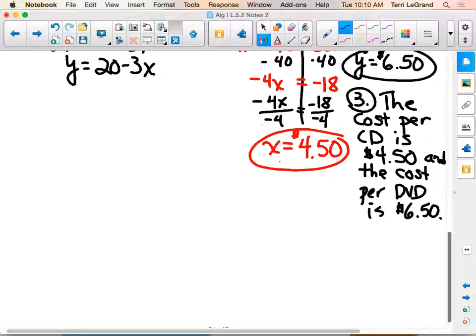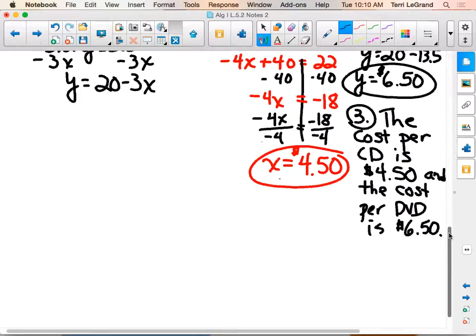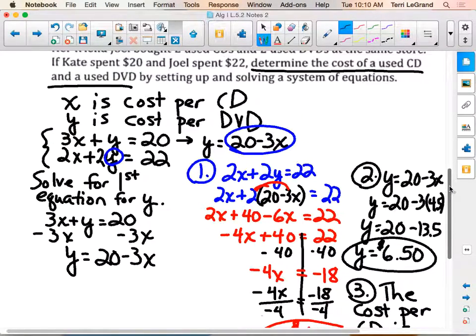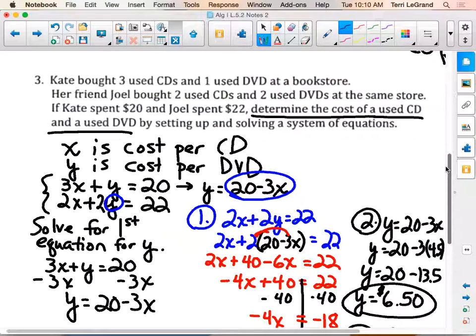Okay, I would at least like you to do a mental math check on these. In other words, go back to the original problem and say, does it make sense? So, now that we know how much the CDs cost and how much the DVDs cost, we can go back and say, Kate bought 3 used CDs. 3 times $4.50 is $13.50. And she bought 1 DVD at $6.50. $13.50 plus $6.50 is $20. Did she spend $20? Yes.